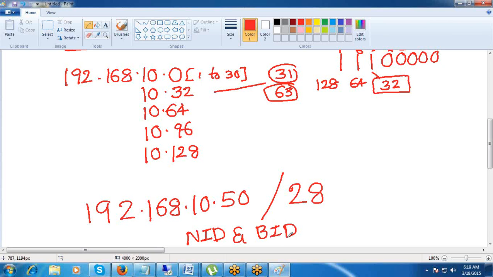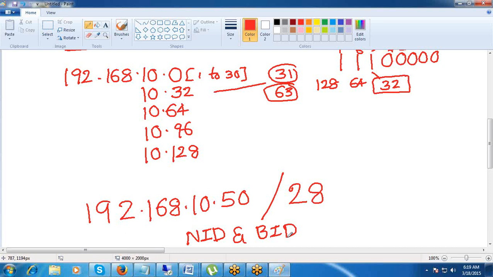The magic number will be 16, right? Yes, 16. So the network ID will be 192.168.10.0 and the next will be 192.168.10.16. No. The broadcast ID will be 15. No, no.